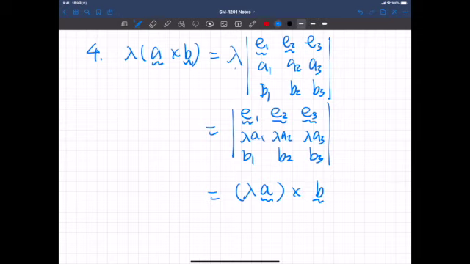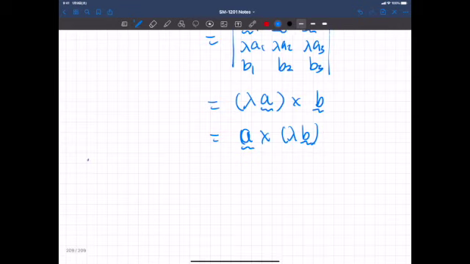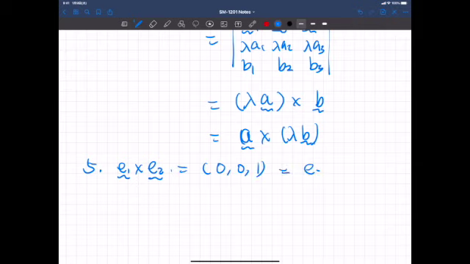And the same argument applies to the third row, so we should have A cross lambda B also, similarly. And 5, E1 cross E2. Just apply the definition and you should find the result is 0, 0, 1, which is E3.